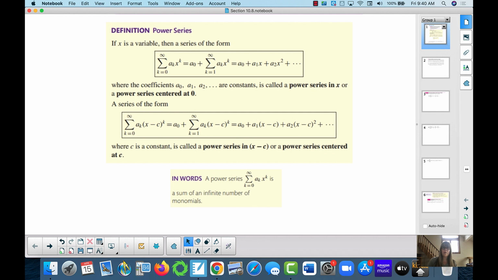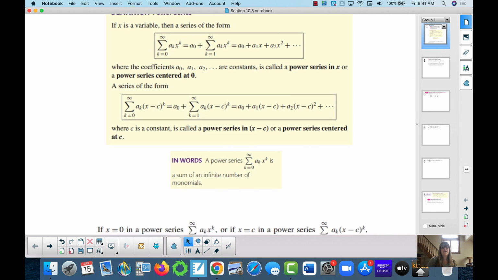Power series can also be centered at numbers other than 0, and so we represent them with the x minus c. And again, this is just some number times that for a power series. So anything of that form where you have x going up in power each time for each term of your series, that's a power series. Basically, a power series in x centered at 0 is just the sum of an infinite number of monomials.